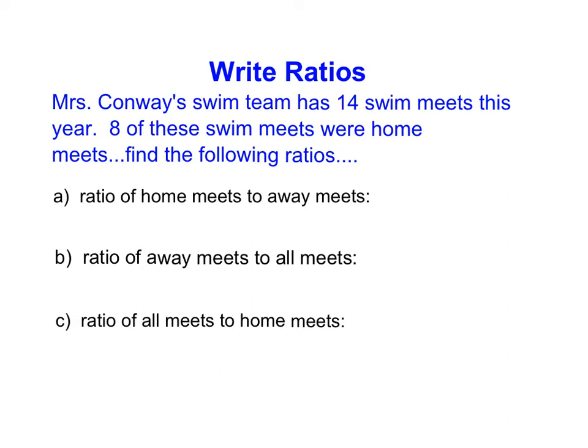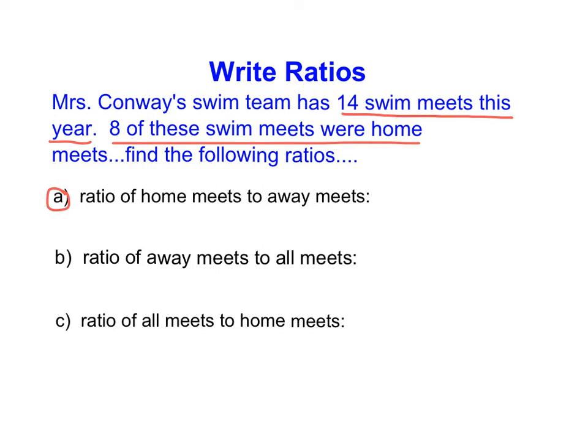So now we're going to practice writing ratios given a situation. So here we can see Mrs. Conway's swim team has 14 swim meets this year. So there's a total of 14. 8 of these swim meets were home. Find the following rates. So this first rate here in part A says you want to find the rate of home meets to away meets.